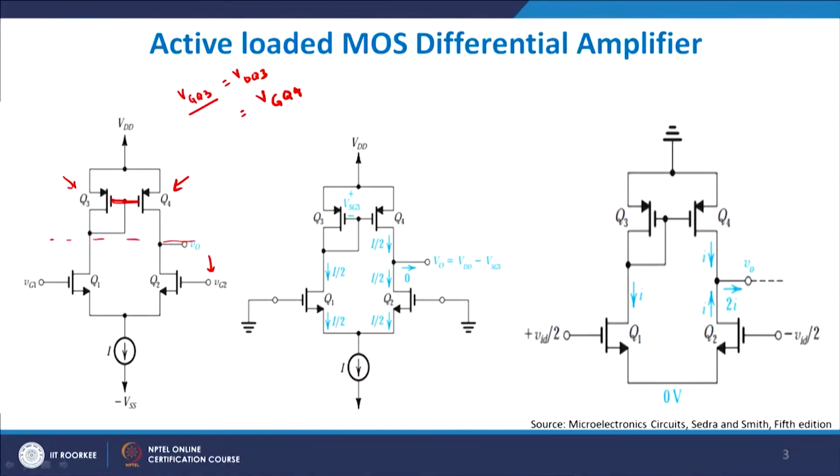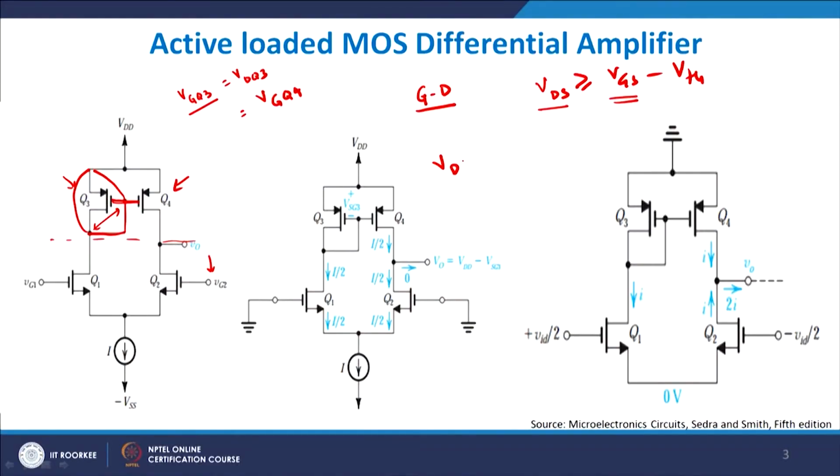What happens when we join the drain to the gate? When you join drain to gate, you ensure that the device moves into saturation mode and behaves like a resistor. If you short gate and drain, this is the reason. The reason being, remember the condition that VDS should be greater than or equal to VGS minus VTH. Now, VDS is this difference and VGS is this difference. If these two are equal, then VDS is always equal to VGS.